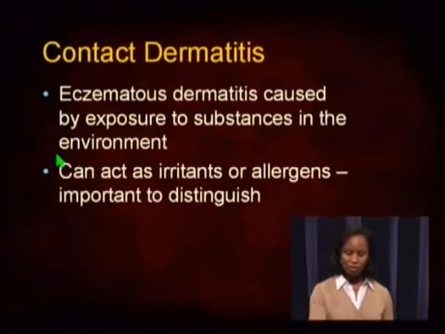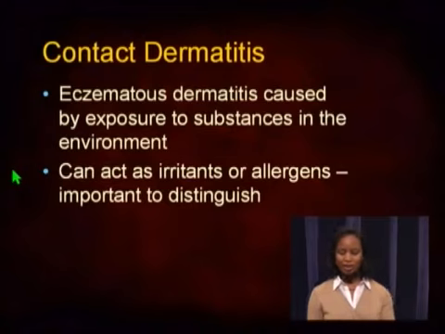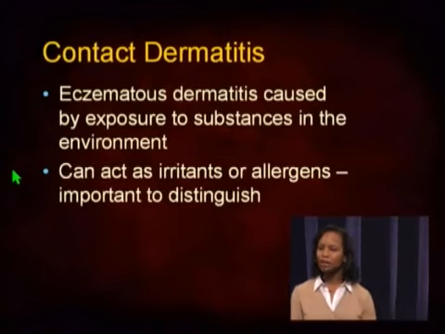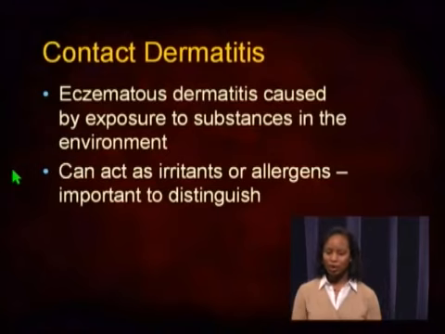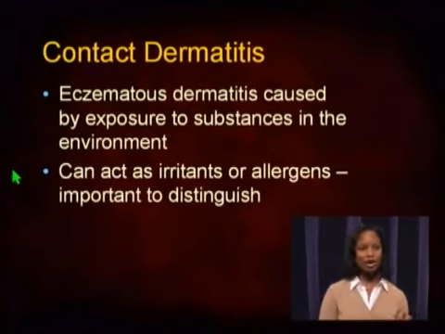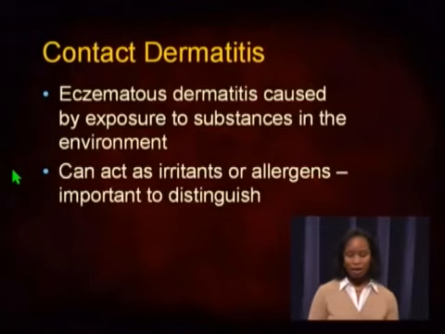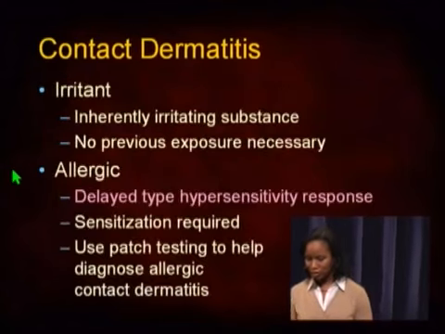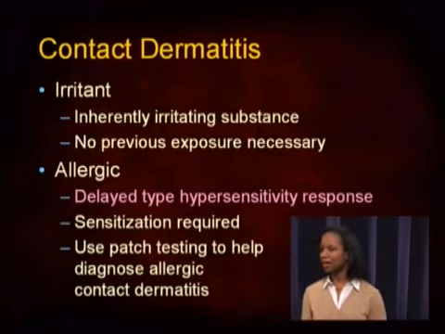So contact dermatitis is an eczematous dermatitis that can either be irritant in nature or it can be allergic. So it's important to know about the differences and when we do testing to try and figure out what the cause is, whether it's allergic or irritant makes a big difference. So when you think about irritant dermatitis, that means that occurs as a result of just having an irritating substance applied to the skin.